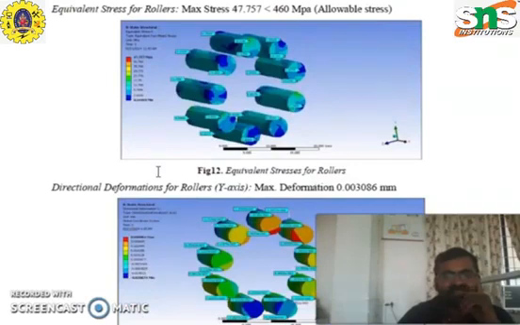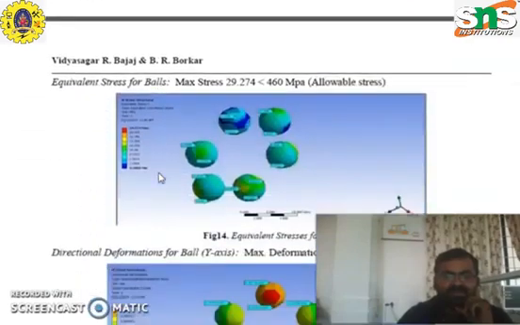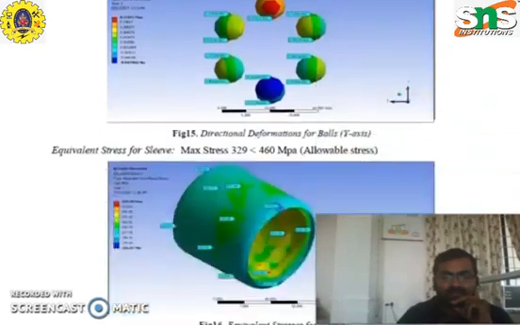This is the equivalent stress for rollers. Inside the bearing, we add the rollers, which is called a roller bearing. So the equivalent stress for rollers also has to be calculated, and the directional deformation for the rollers also has to be calculated. And these are the balls, with the equivalent stress for the balls.